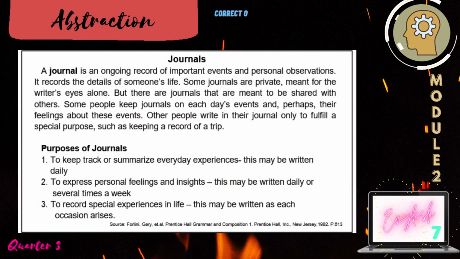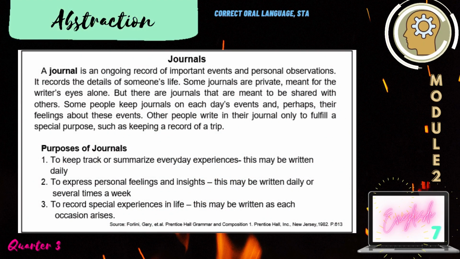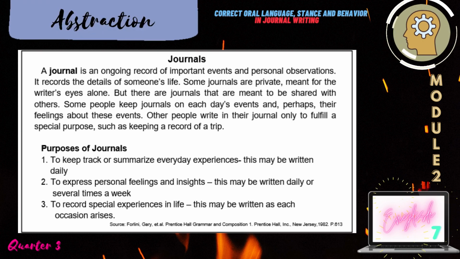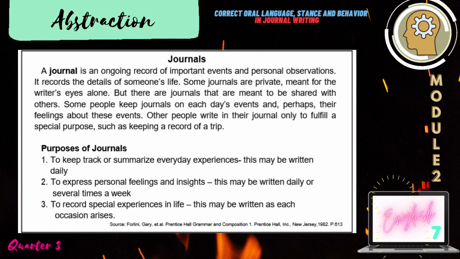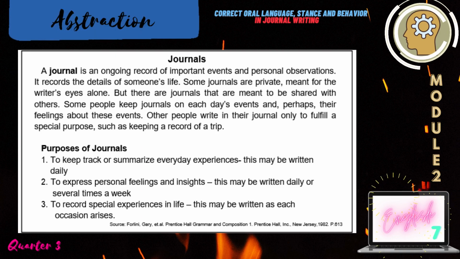Let's talk about journal. A journal is an ongoing record of important events and personal observations. It records the details of someone's life. Some journals are private, meant for the writer's eyes alone, but there are journals that are meant to be shared with others. Some people keep journals on each day's events and perhaps their feelings about these events. Other people write in their journal only to fulfill a special purpose, such as keeping a record of a trip.